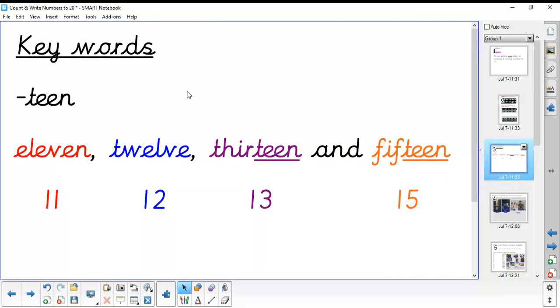So today's lesson, as I said, is counting numbers up to 20. And there's some key words that I really want you to focus on. It is words ending in the suffix teen, as well as these words here, 11, 12, 13, and 15. The reason why I want you to focus on these words is because we don't actually use the numbers we would expect when we want to say them. And we'll come to that in a moment. So just remember 11, 12, 13, and 15. And underneath is how you write them down.